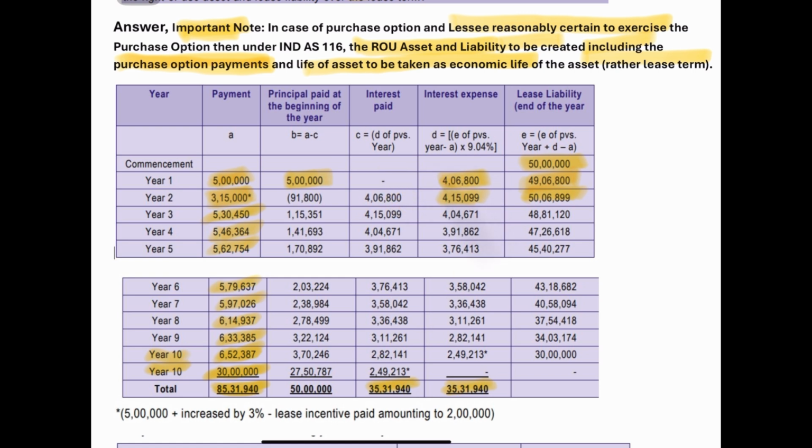Only thing, the interest is getting paid one year later. So the first year interest expense will be paid in the second year. The second interest expense will be paid in the third year. So like that the interest payment is deferred by one year. So that also you have to take into account.